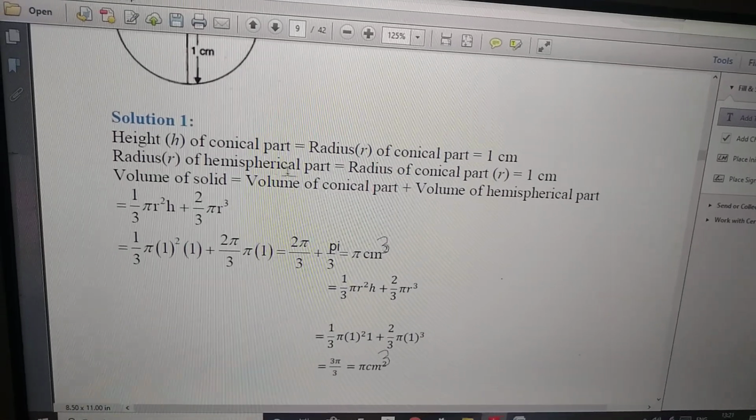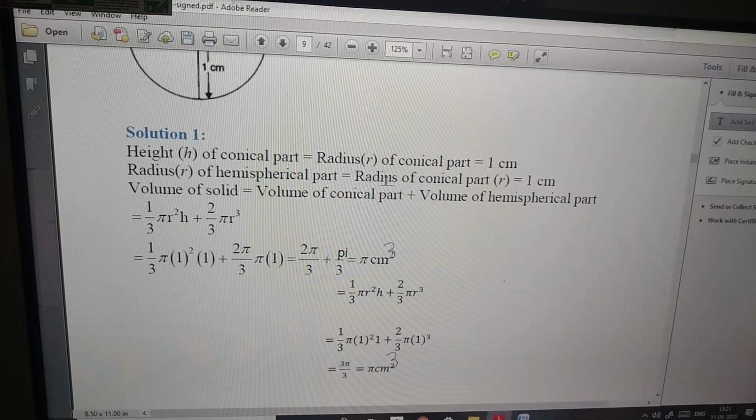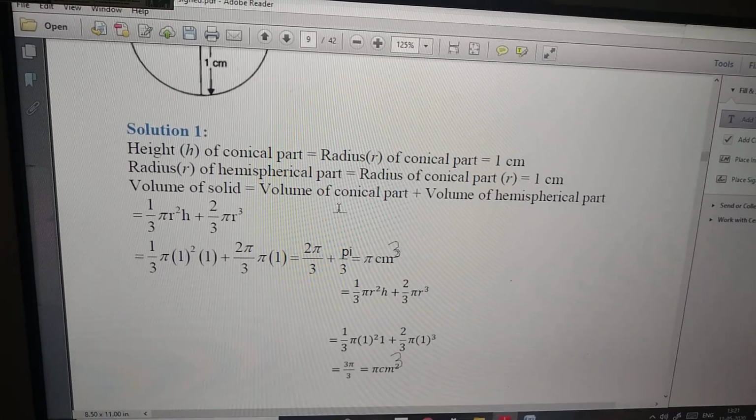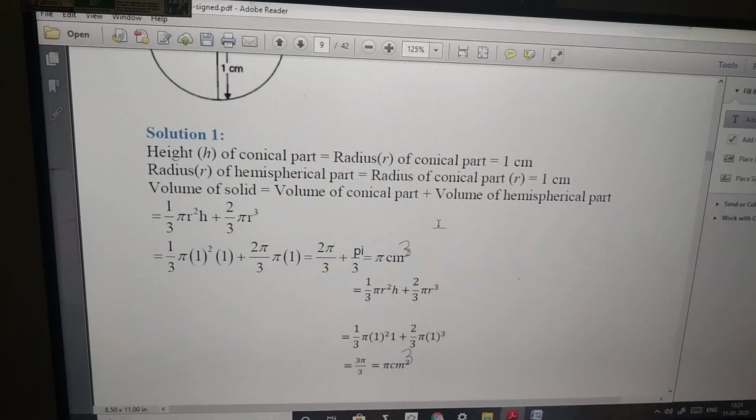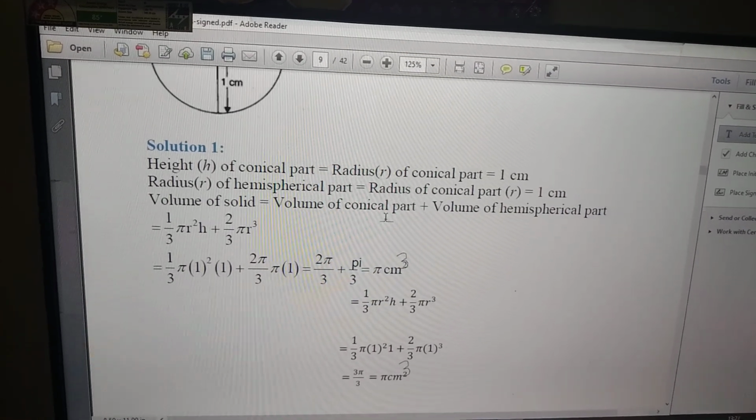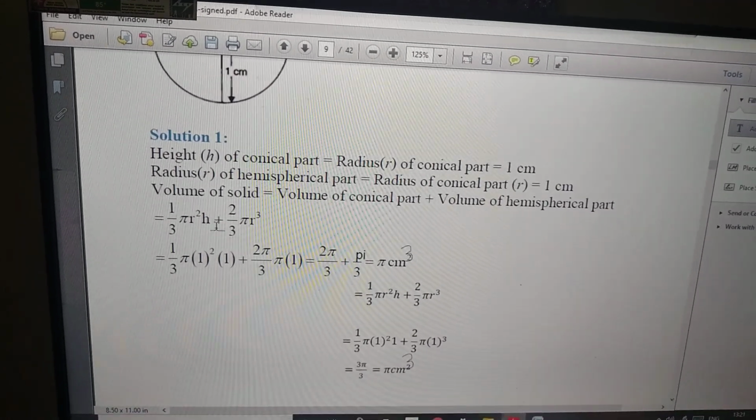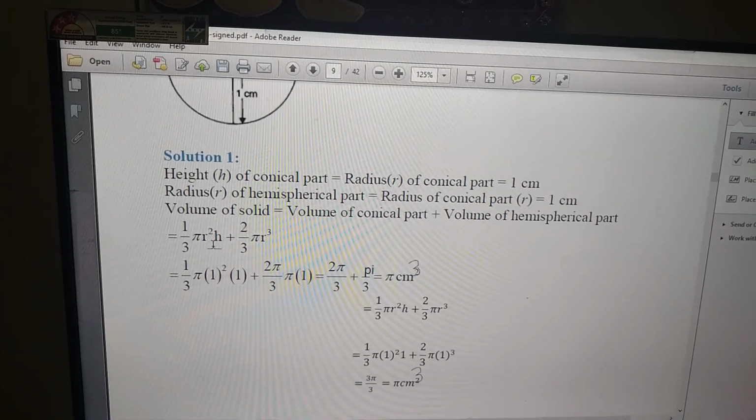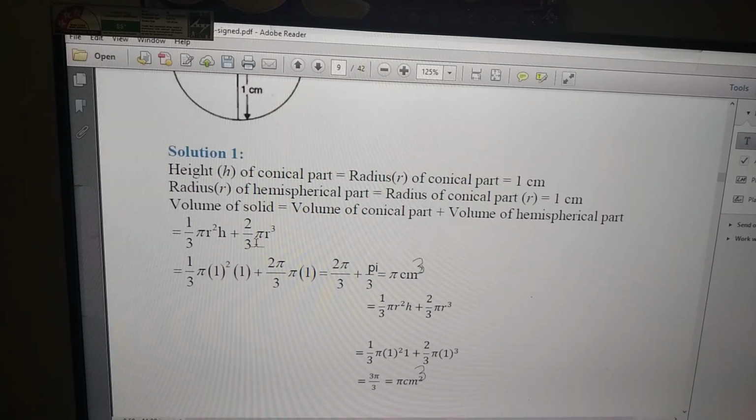So height of the conical part equals radius of the conical part, 1 centimeter. Radius of the hemispherical part equals radius of the conical part. So both the hemispherical radius and the conical radius are equal to 1 centimeter. Volume of solid equals volume of the conical part plus volume of the hemispherical part. We know that volume of the conical part is 1 by 3 pi r square h, and volume of the hemispherical part is 2 by 3 pi r cube.